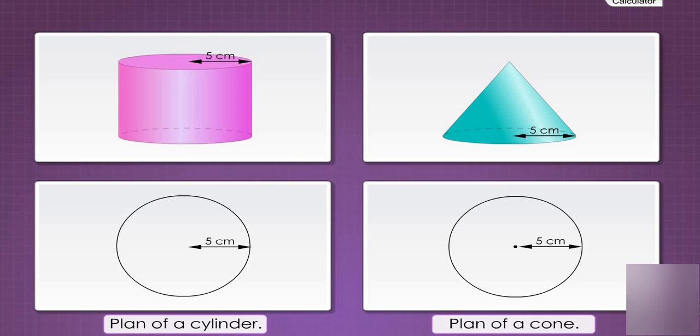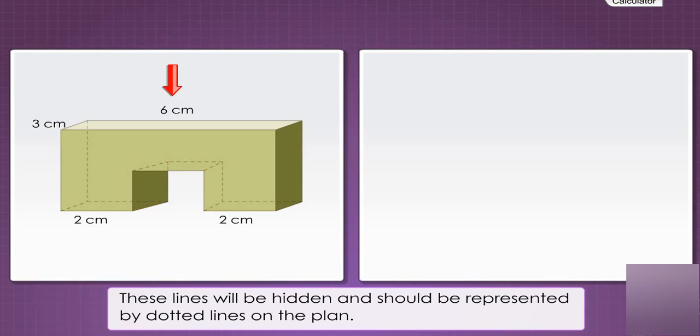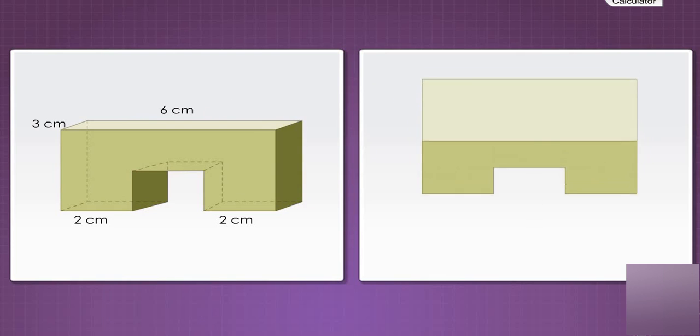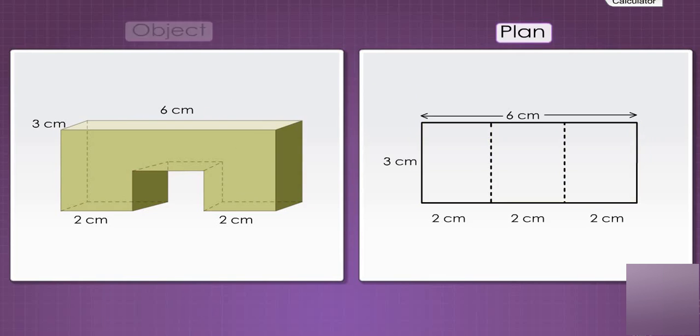Next example. Draw the plan of this solid object. If this solid object is viewed from the top, then these lines will be hidden and should be represented by dotted lines on the plan. Let's see how the object looks like from the top. So, this is the plan of the given object.